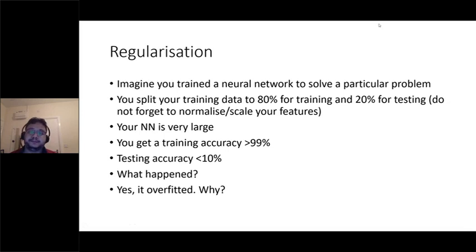Is that what happened? Yes, this is what happened. So why do you think it overfitted? Why do you think it overfitted? A large network has a lot of weights. When we have a lot of nodes or neurons, we have a lot of weights. It is possible, guys, that this high number of weights just memorized our samples.